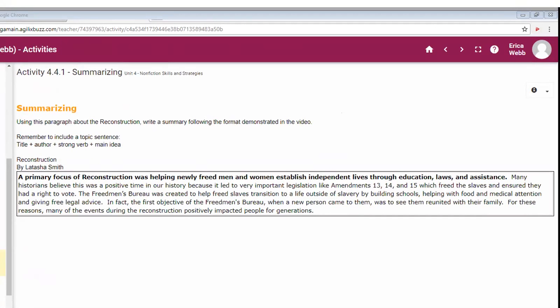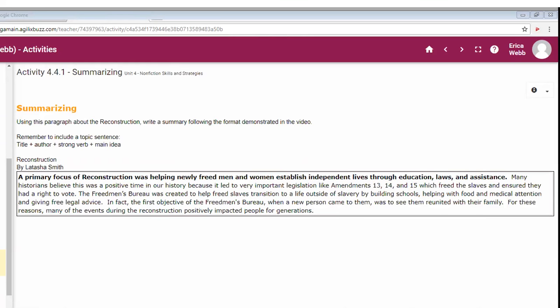The Freedmen's Bureau was created to help free slaves transition to a life outside of slavery by building schools, helping with food and medical attention, and giving free legal advice. In fact, the first objective of the Freedmen's Bureau when a new person came to them was to see them reunited with their family. For these reasons, many of the events during the Reconstruction positively impacted people for generations.